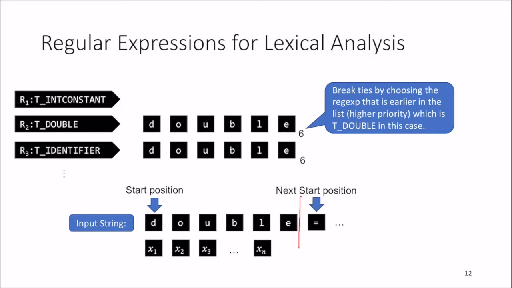And then we start from the equal to, right? Remember that we don't really care about syntax errors at this point. We just create a token stream. So in this case, the token stream would contain T double followed by T equals to, which would be this token for this equal to sign, and so on.